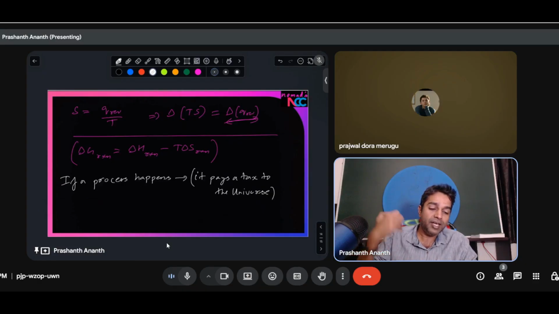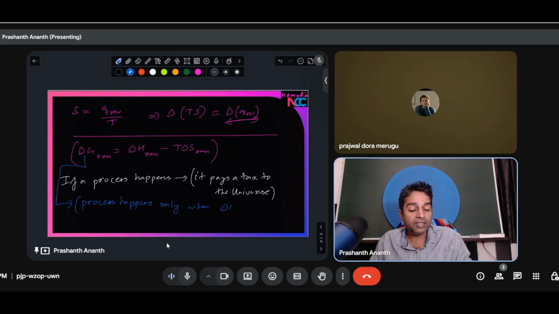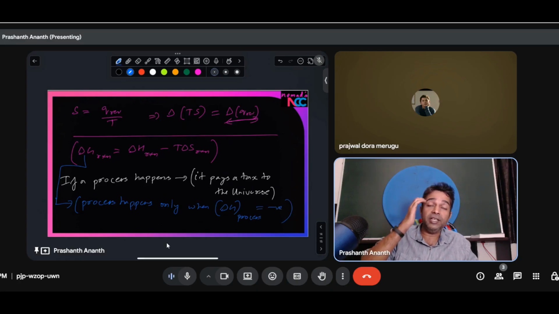So in a sense, if the universe has to allow the process into happening, then effectively speaking, it needs to fit certain rules of the universe. What is the mathematical rule of the universe from this perspective? Scientists found that a process happens only when delta G for the process is going to be negative. If delta G is not negative for a process, that process won't happen.